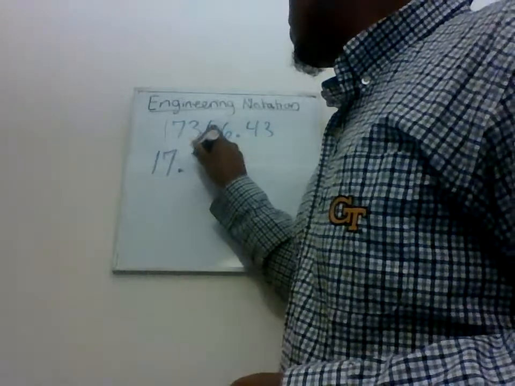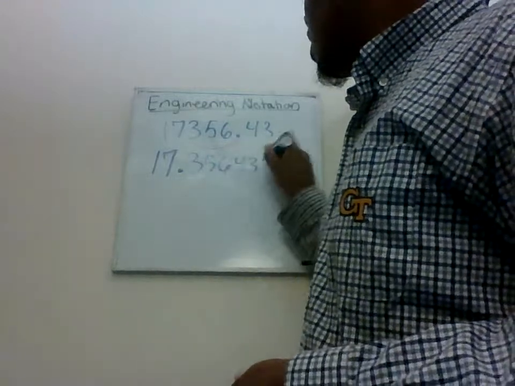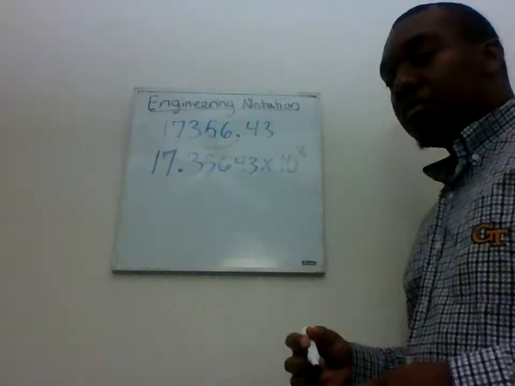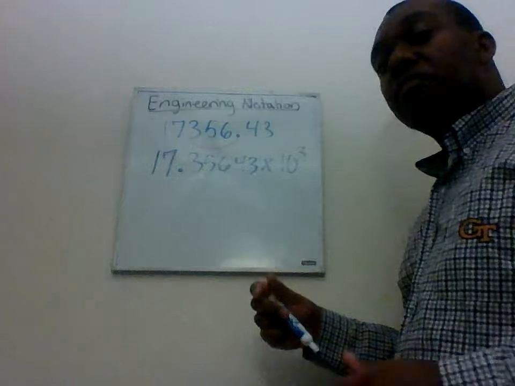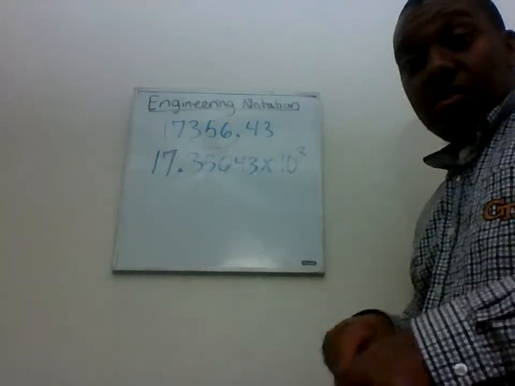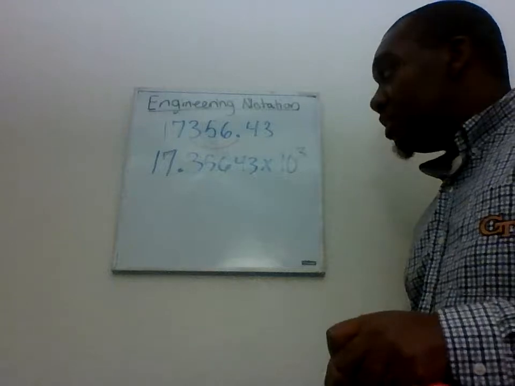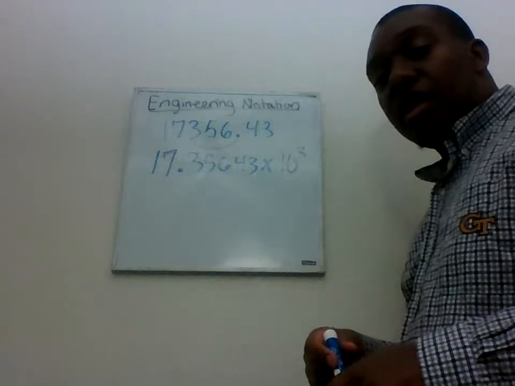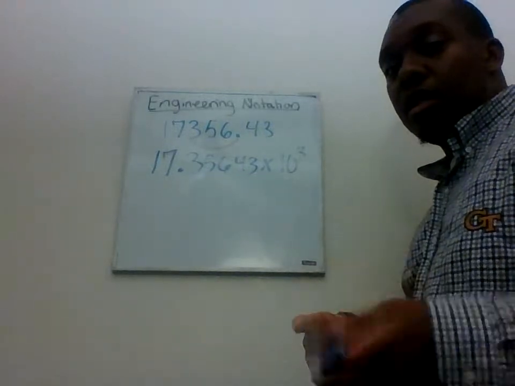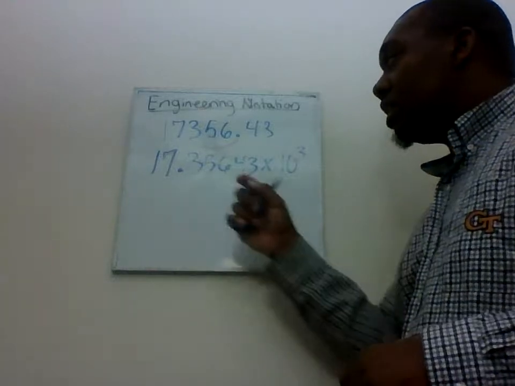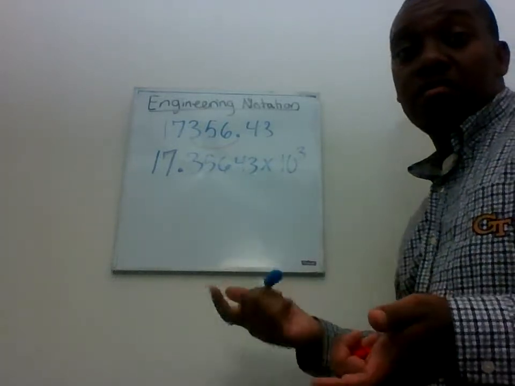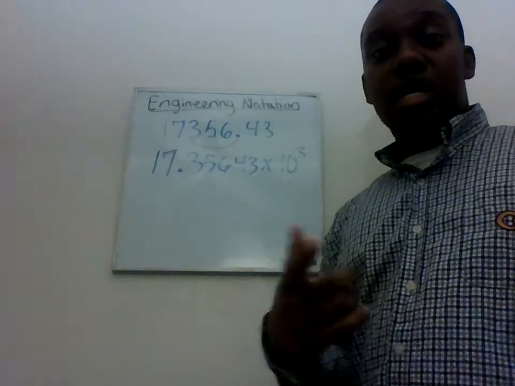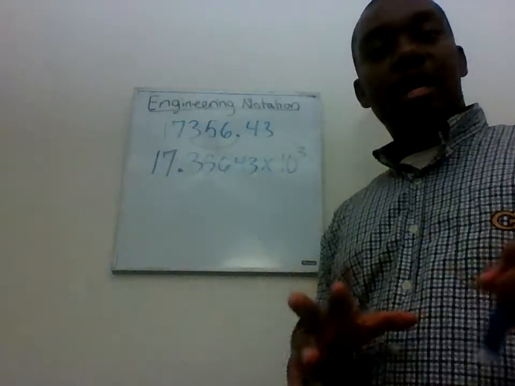So 17.35643, and I only moved it over by one group of 3, so this would be 10 to the third. How do I know that? Because I'm in the thousands place there. That's the difference between engineering notation and scientific notation. Engineering notation has an exponent on the 10 that's a power of 3, and the numbers are between 1 and 1,000. For scientific notation, our numbers are between 1 and 10, and the exponent can be anything on 10. Sometimes, like we saw in one of our examples, a number will be in both scientific and engineering notation. That can happen, and that's okay.